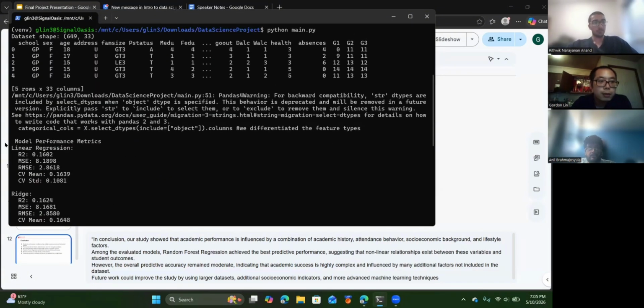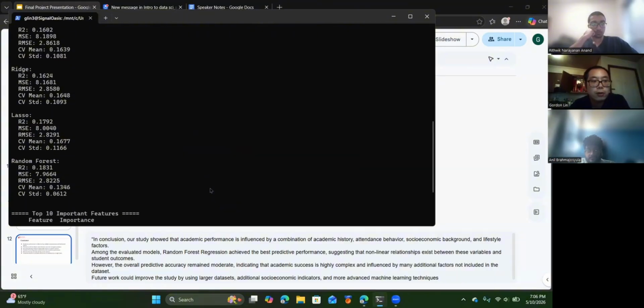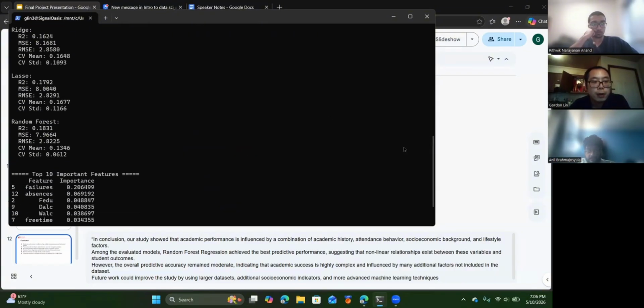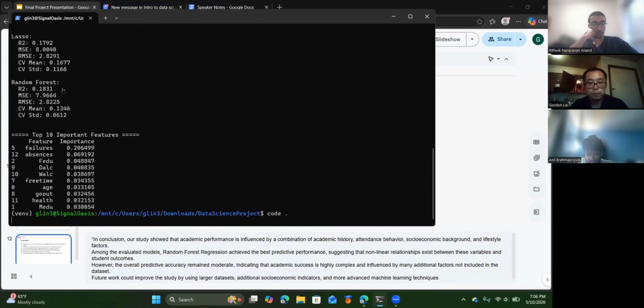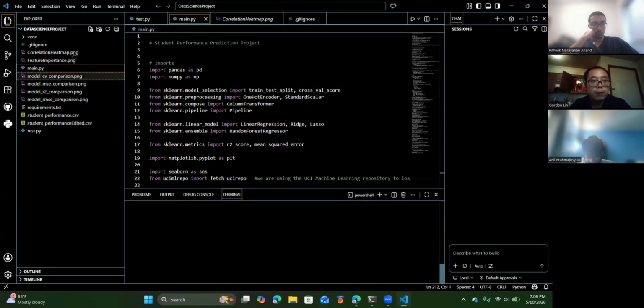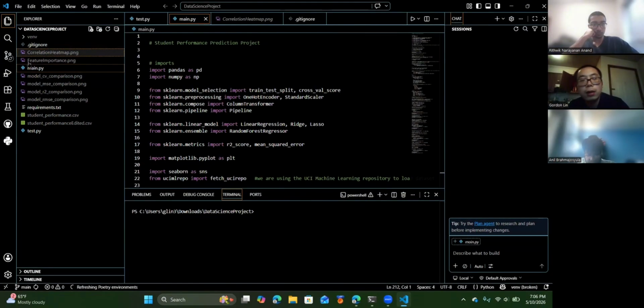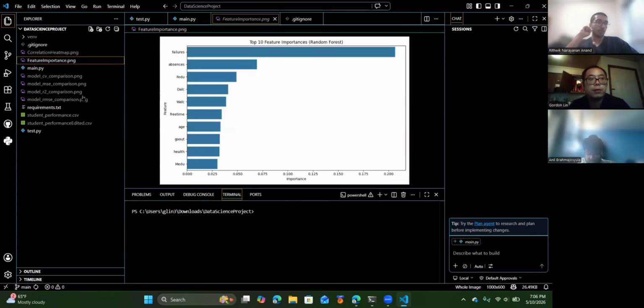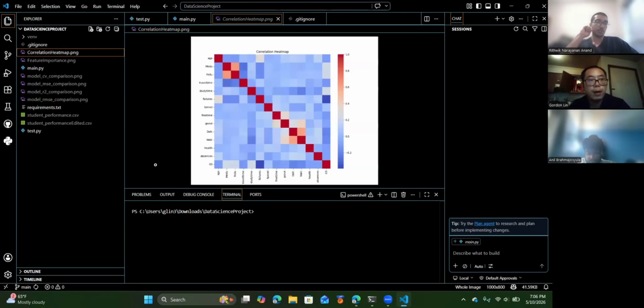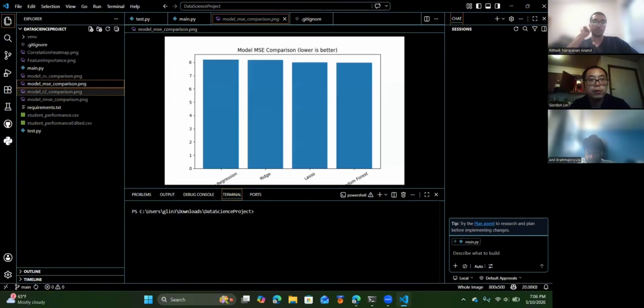And so this is where we get our results, in the table with model performance metrics such as linear regression, ridge, lasso, and random forest. And this is the top 10 important features. And we put the model inside a file with PNG, which is where we get most of our figures. For example, feature importance and a correlation heat map and all the comparison images.